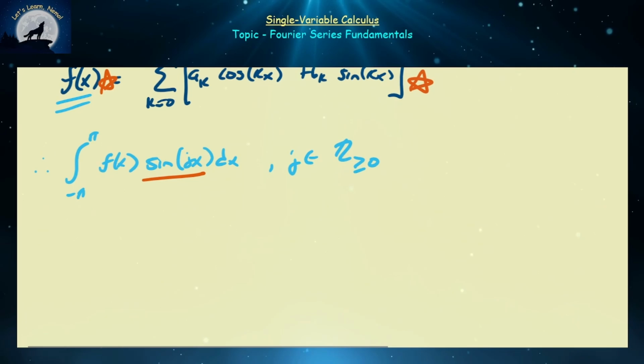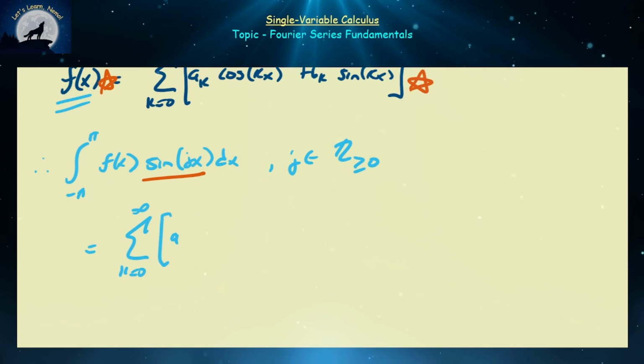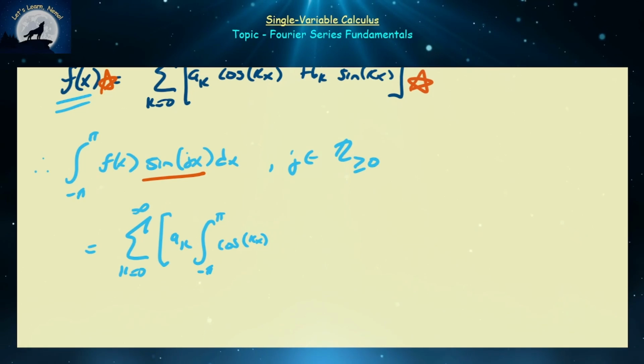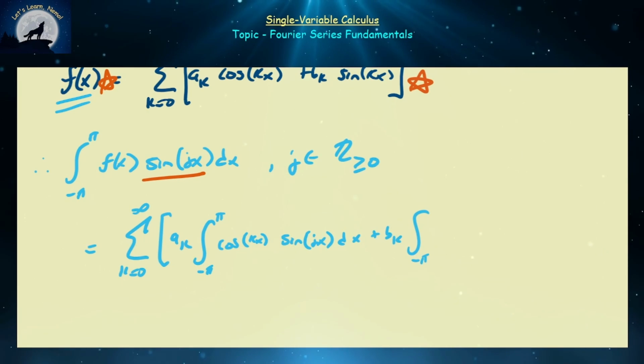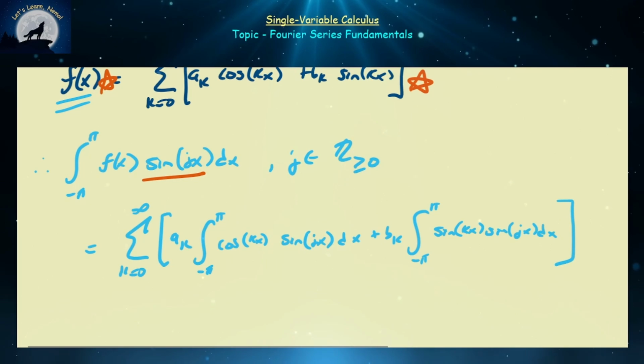So what is this going to be? If we write the right-hand side out, this is going to be equal to the sum from k equals 0 to infinity of, and let's go slow with this, a_k times the integral from minus pi to pi of the cosine of kx, since we're integrating with respect to x, everything that has x in it needs to stay inside of our integral. Here's our sine jx term there. And then we have b_k times the integral from minus pi to pi of sine of kx, sine of jx, dx. So that's what we have.